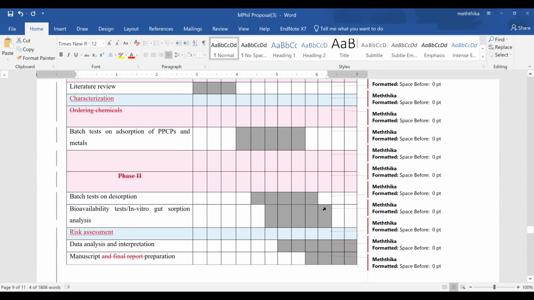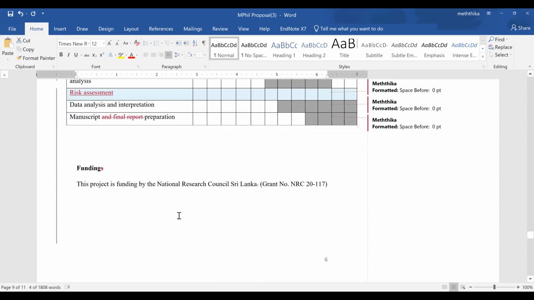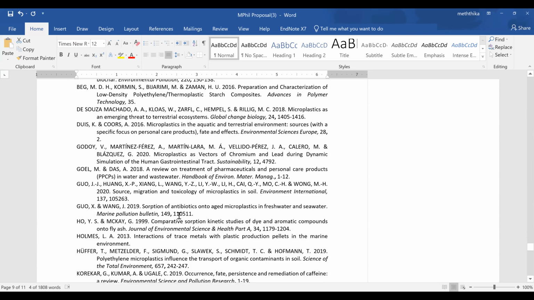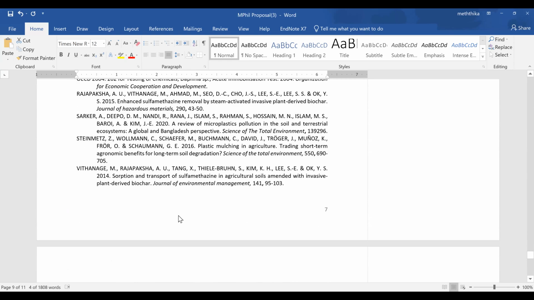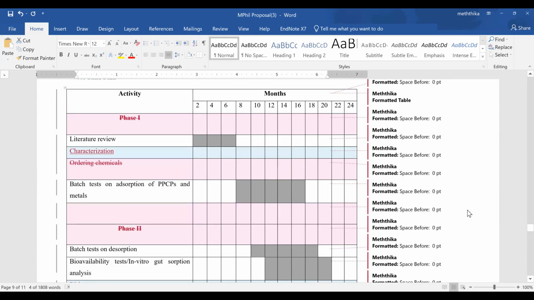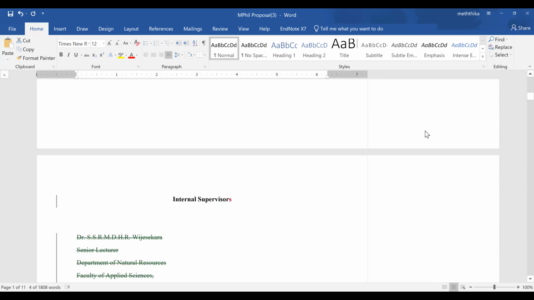Here I have removed phase 1 and phase 2. There are no phases in postgraduate scholarships or postgraduate degrees, so you can give the activities done, and then the references. So this is a very common type of MPhil proposal, and these kinds of proposals can easily be used for PhDs as well.